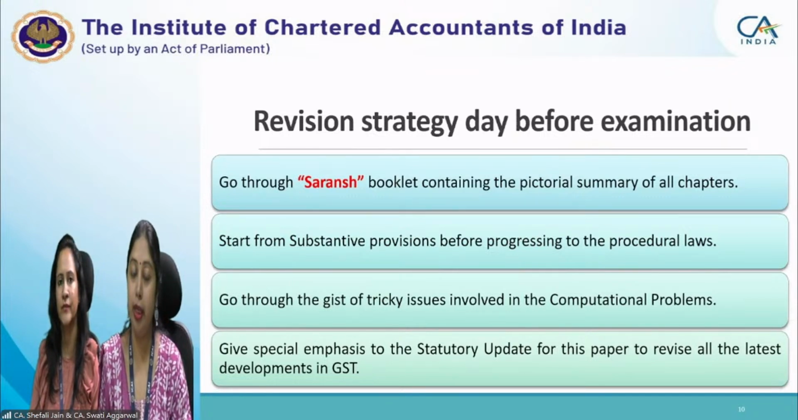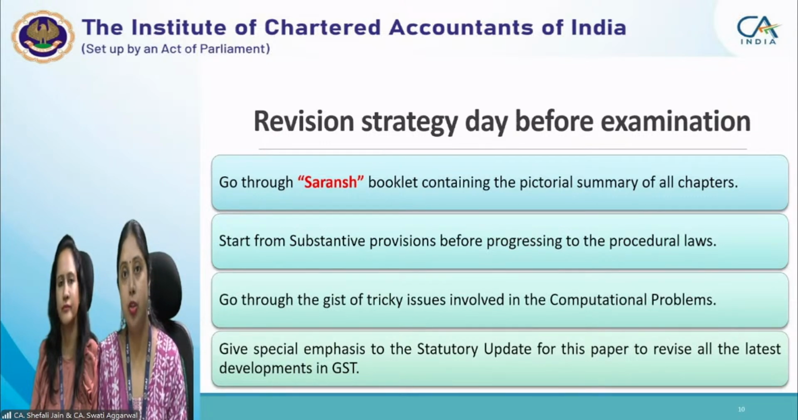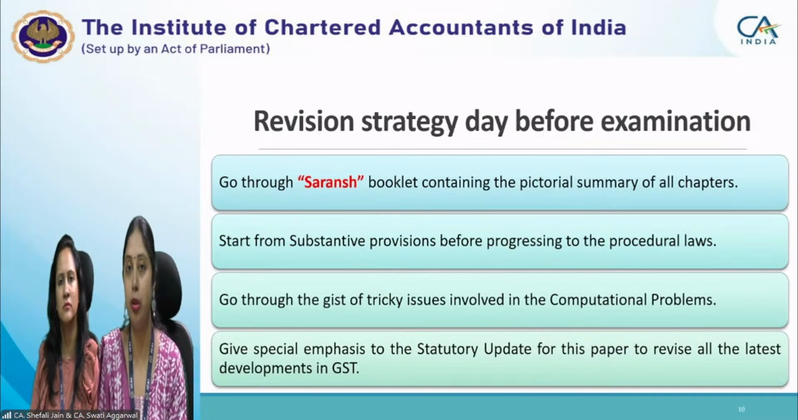And apart from that, if you see the weightage of this particular section, the substantive law, it has the highest weightage in your question paper. So almost half of your paper will be from these substantive provisions. That is why we stress so much on this particular point, that you should start your revision from substantive provisions. In the preparation stage also, full focus will be on substantive provisions. And when you are revising, first revise the substantive provisions.